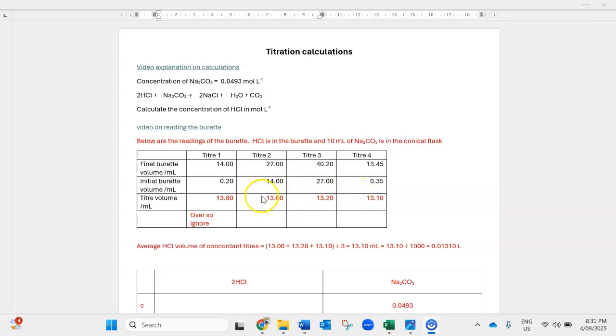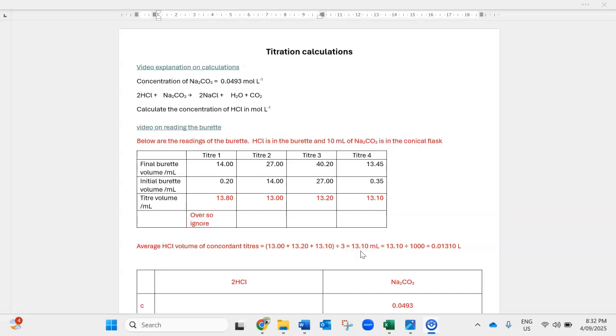As we look at those values, we can see that this one is an outlier, so we're going to ignore it. We need 3 concordant values, 3 values that are close, and those are those. Then we work out the average of those. So 13 plus 13.2 plus 13.1, divided by 3, is 13.10.